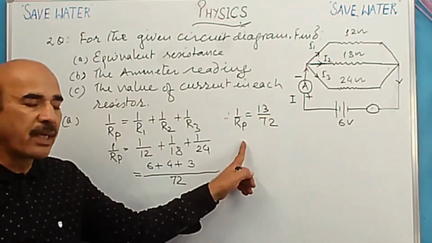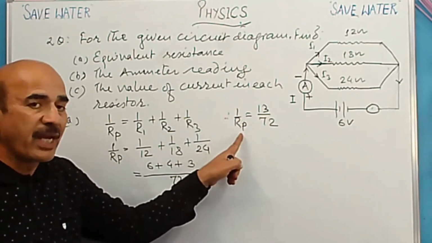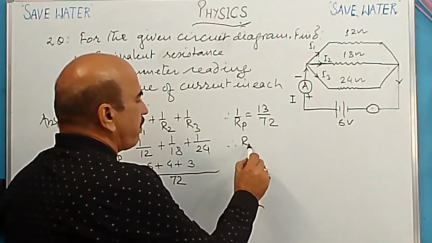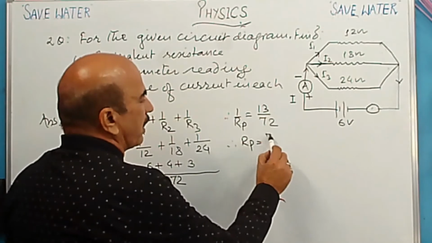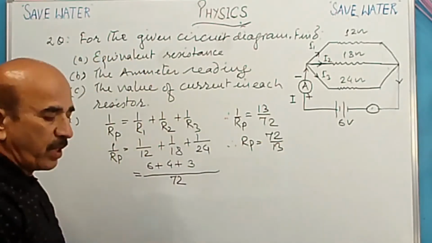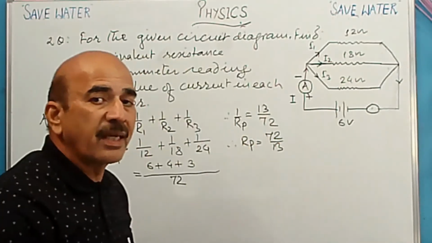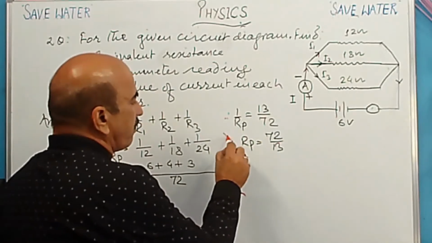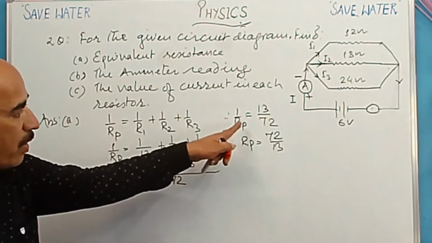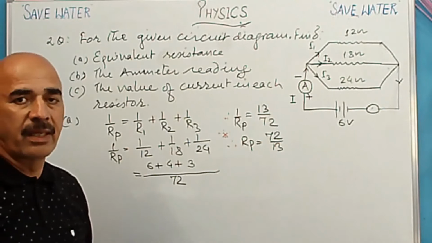Again you have to remember, ये आंसर नहीं है अभी हमारा, RP ये नहीं है हमारा. So this is 1 upon RP. So we have to get RP. So therefore RP जो होगा इसका रेसिप्रोकल होगा. This is 72 upon 13. So this is a very important point. यहाँ पर generally I have seen this mistake is done by the students, so it is a very important point here. Okay, ये stars हमने mark कर दिया है. You have to see the difference. So RP is 72 upon 13.